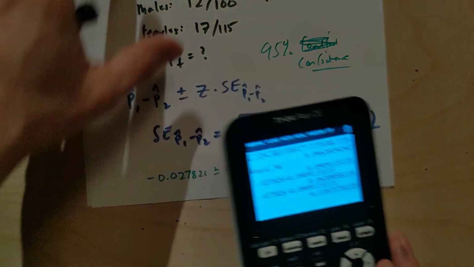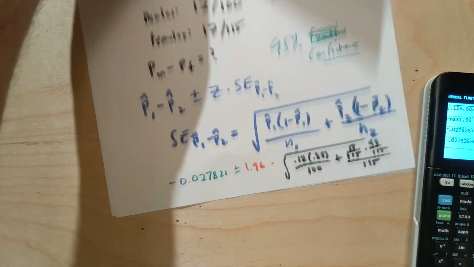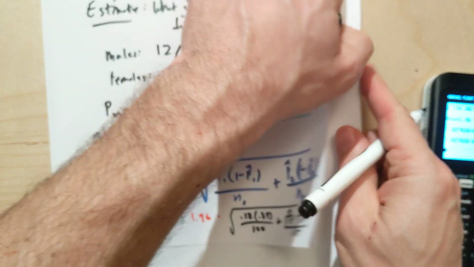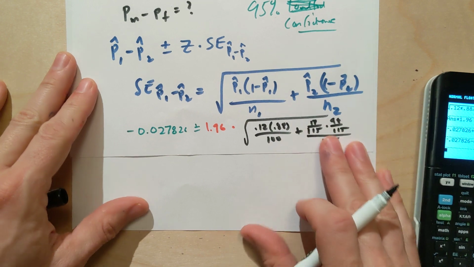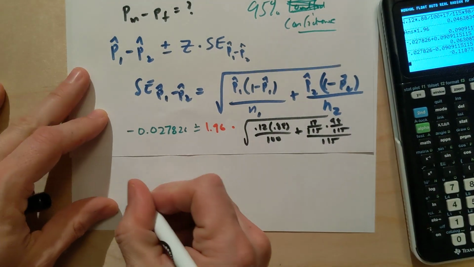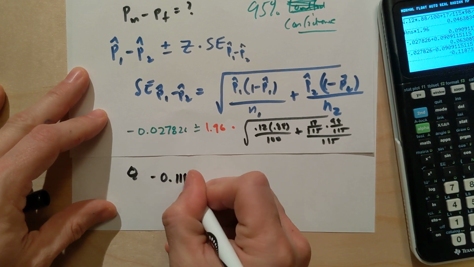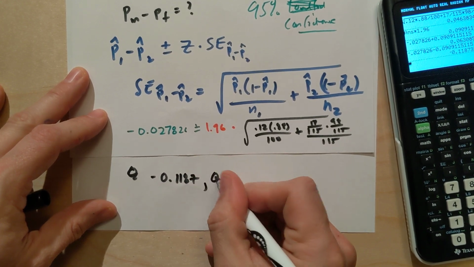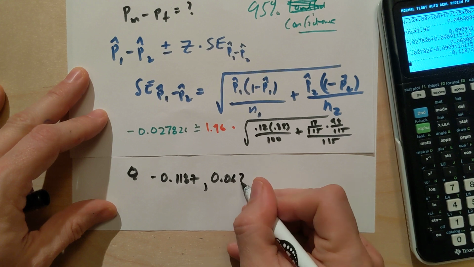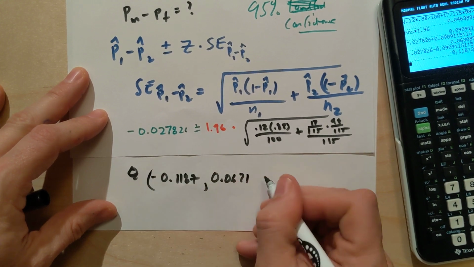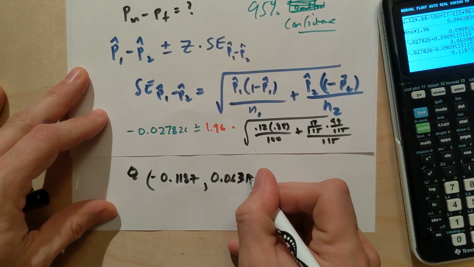And it's actually a massive interval, right? Let me get another sheet of paper here because I'm a little bit out of space. And so my confidence interval is going to be from negative 0.1187 all the way up to positive 0.0631, right?